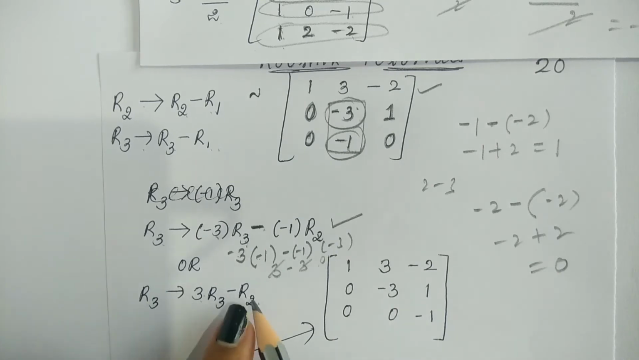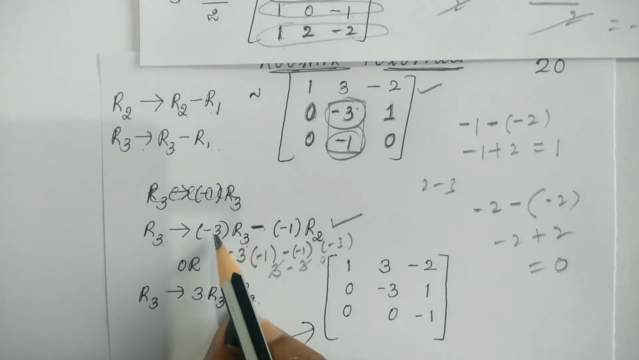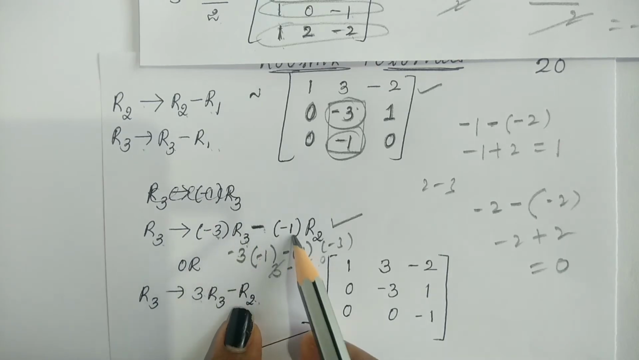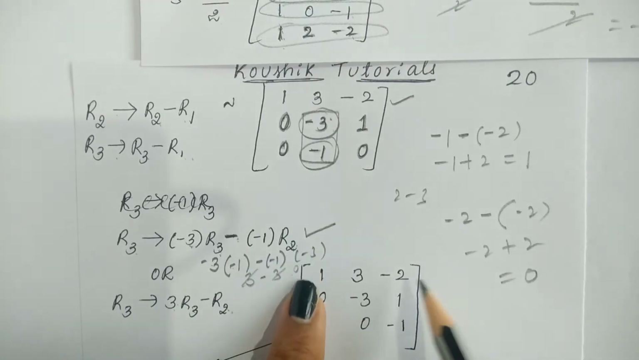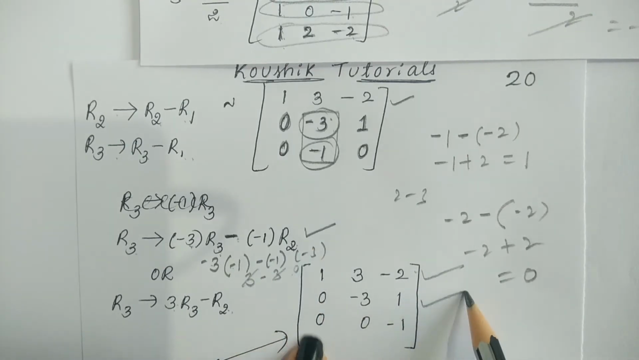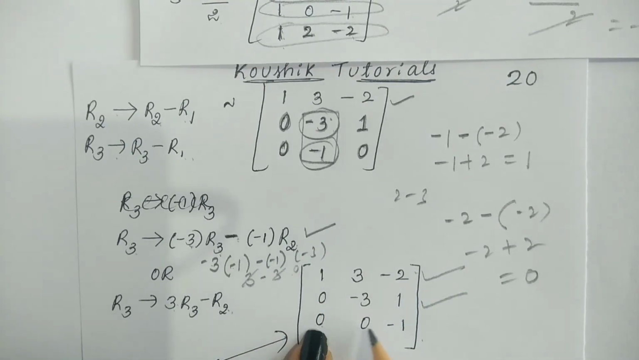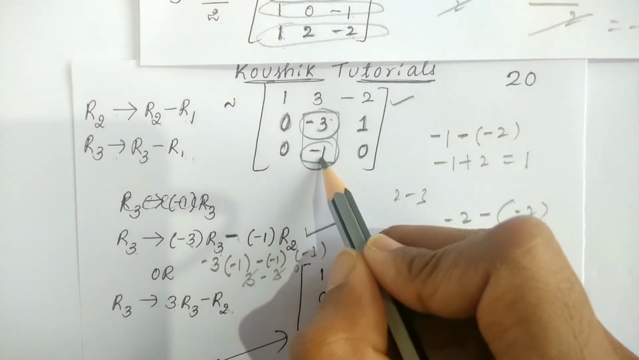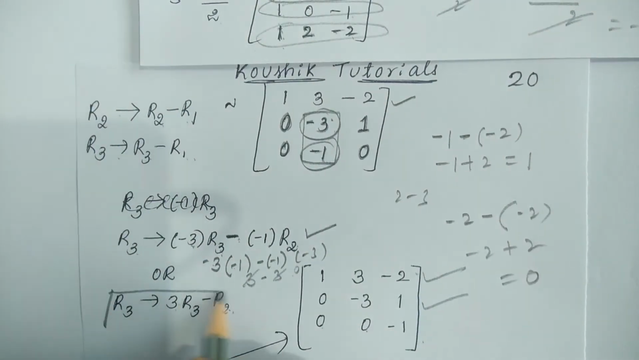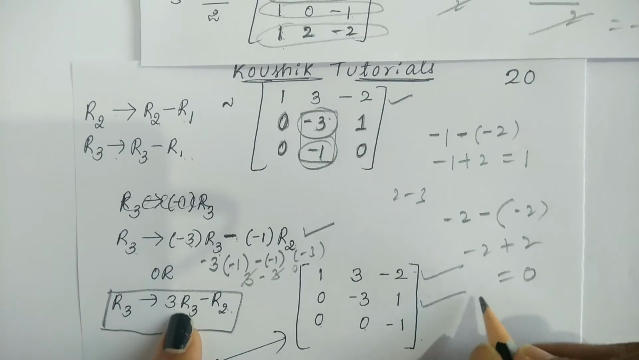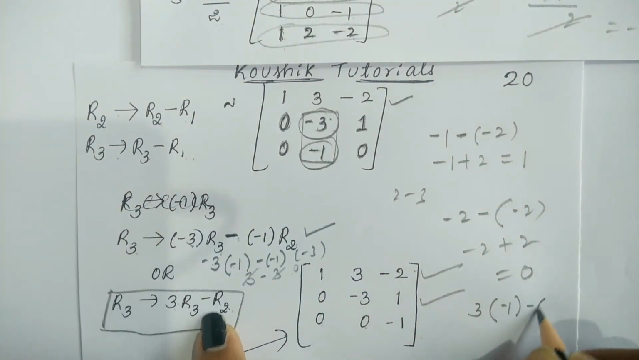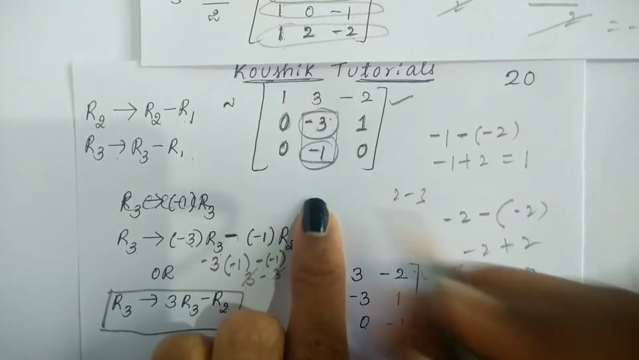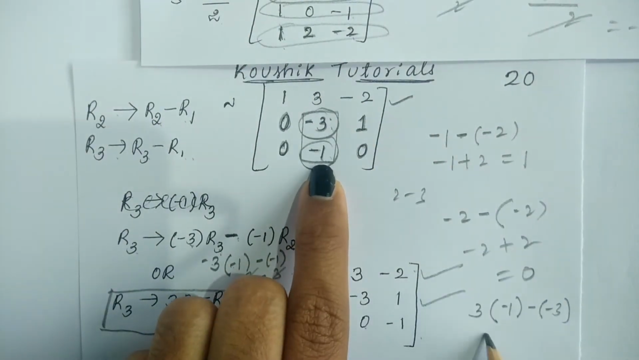So 3R3 minus R2, or you can use 3R3 minus of minus 1 into R2. Okay. So now the first row as it is and the second row as it is. The third row changes to 0 here, this one. So what is that? I am taking this row operation, 3 into what is R3? Minus 1, minus what is R2? Minus 3. So this is R3, this is R2. So minus 3 minus into minus, plus 3 gets cancelled, we get 0.